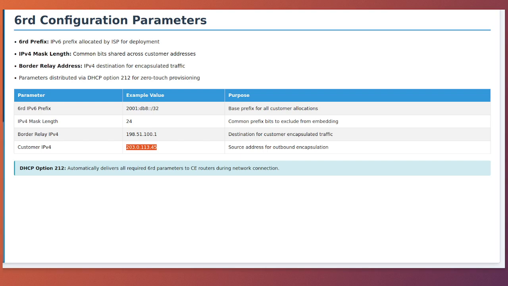ISPs typically deploy multiple border relays for redundancy and load distribution. Though the basic 6RD specification allows for only one to be configured via DHCP, these parameters are usually distributed automatically through DHCP option 212, which was specifically defined for 6RD, though they can also be statically configured on CE routers for testing or special deployments.